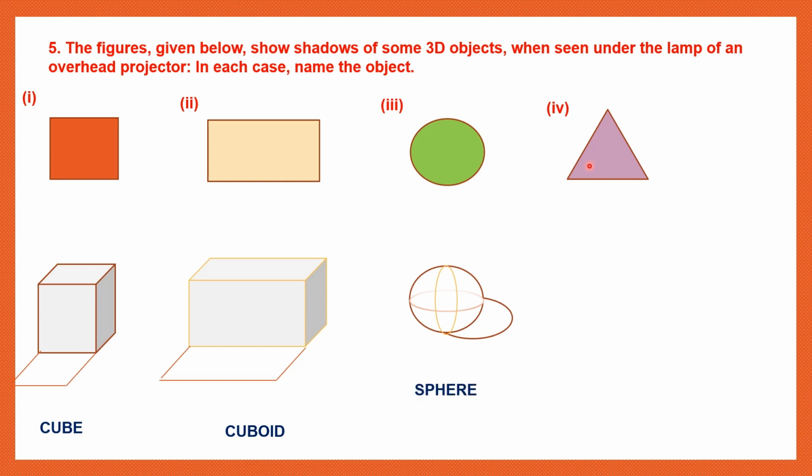Then, which object will give a triangle as its shadow? So here we have a triangular prism. So when light falls on top on this prism, the shadow will be a triangle. So the answer here is prism.